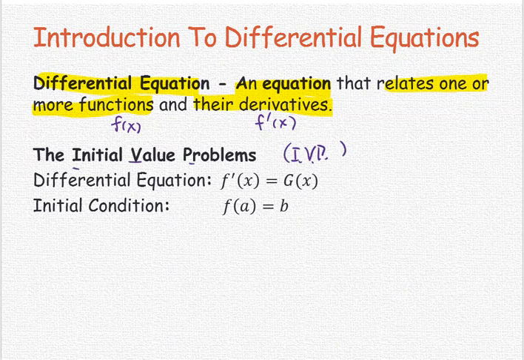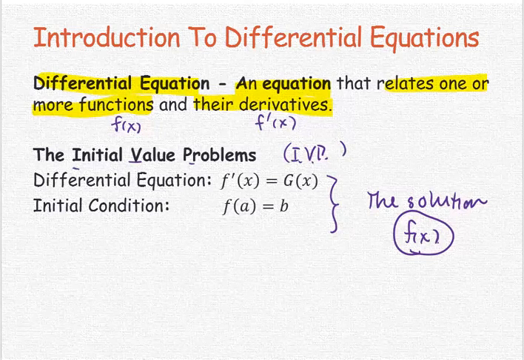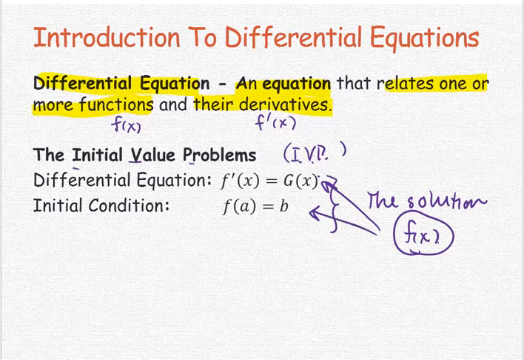is the differential equation, with f prime of x and the function in x, with the initial condition provided as f of a equals b, where a and b are real numbers. The solution of the differential equation will be in the form of f of x, and this function satisfies the differential equation and also the initial condition provided.